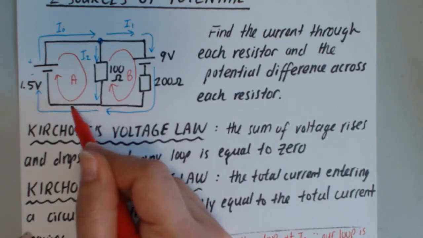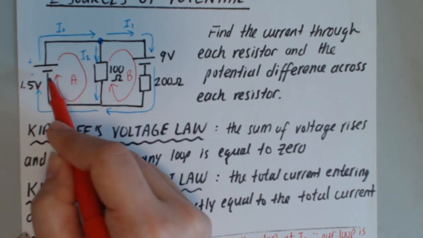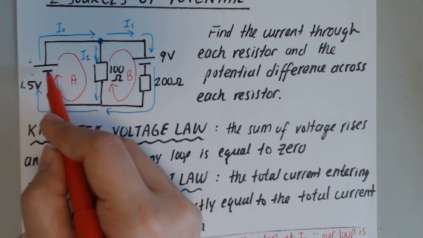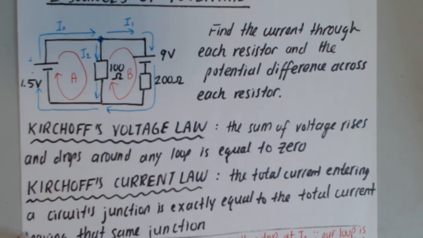So we come down, left, nothing interesting so far, and then we hit the battery. And in order to move through the battery in the direction we've drawn the loop, we're going from minus to plus. So low electric potential to high electric potential, right? So we are gaining potential. We have what's called a voltage lift.